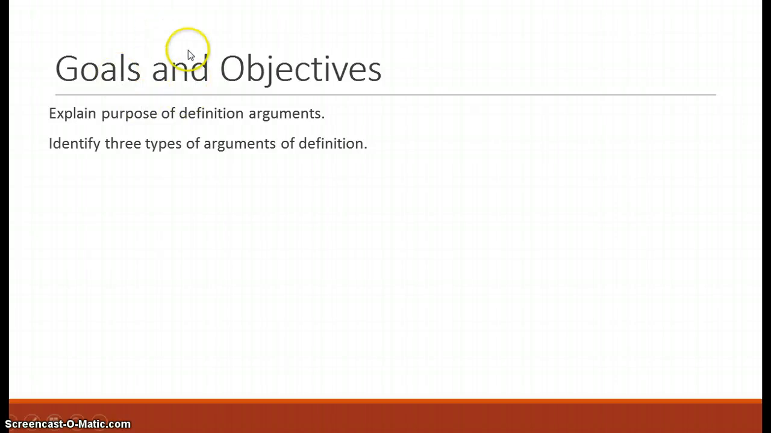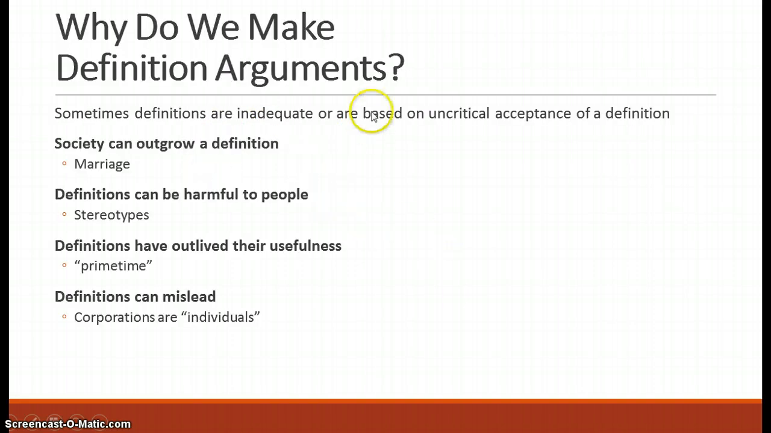The goals and objectives today are to explain the purpose of definition arguments and identify three types of arguments of definition. So why do we make definition arguments? Our definitions are always changing. Sometimes they're inadequate or based on uncritical acceptance of definitions.